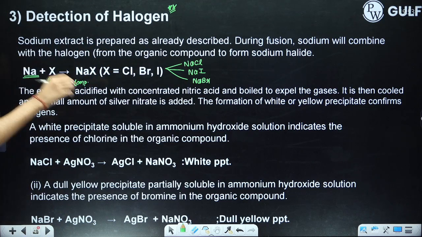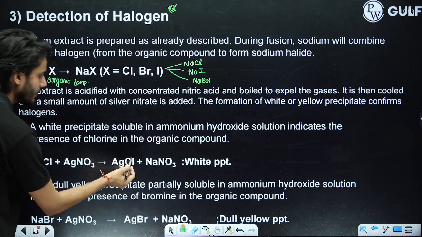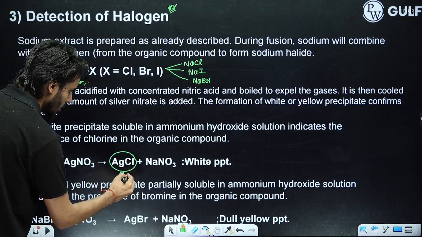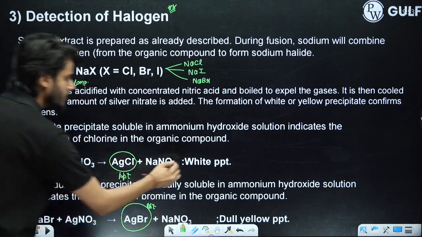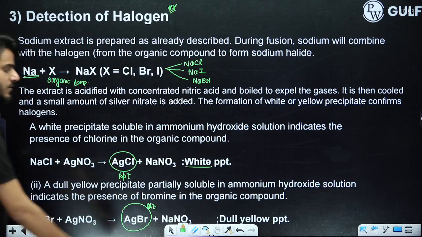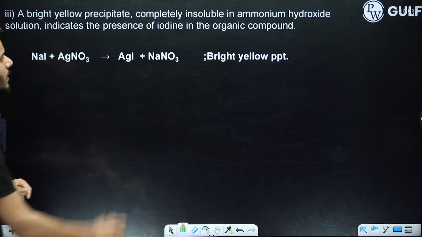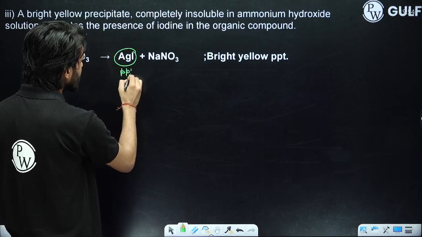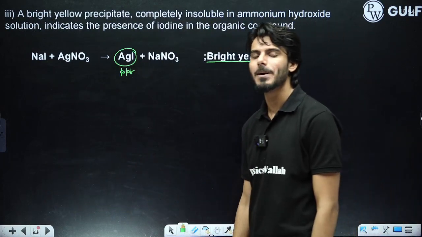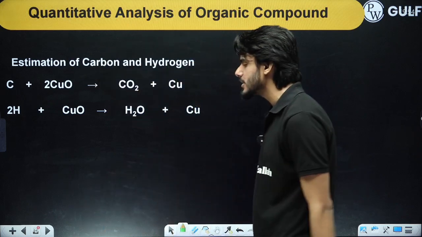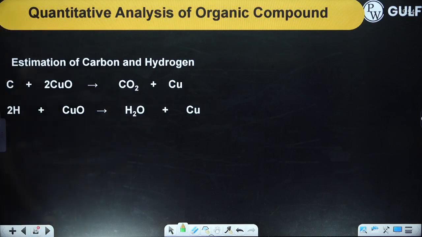So you will add all these three to AgNO3, silver nitrate. Because of the displacement reaction, every time you will have a precipitate, PPT, guys. AgCl is a white precipitate. AgBr is a dull yellow precipitate. And if you have NaI and react it with silver nitrate, again you will have a precipitate, which has a characteristic color, bright yellow. Yes or no, my boys and girls? So this was the detection of halogens. We have done halogens, we have done carbon and hydrogen, and we have done nitrogen.